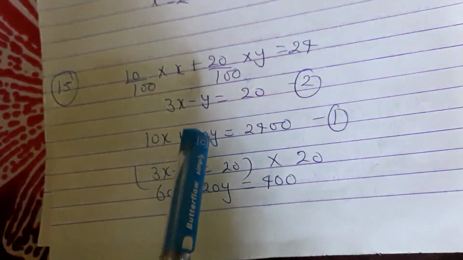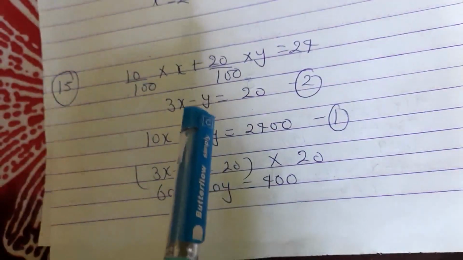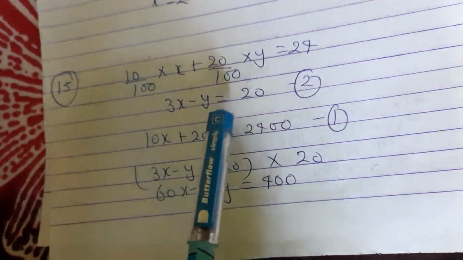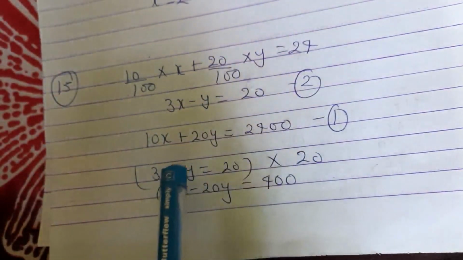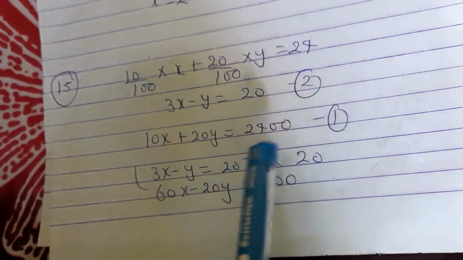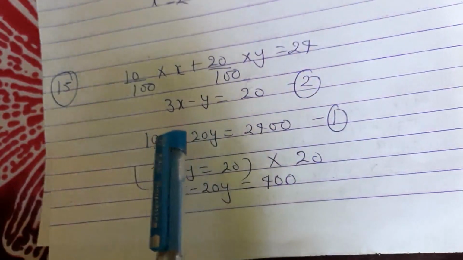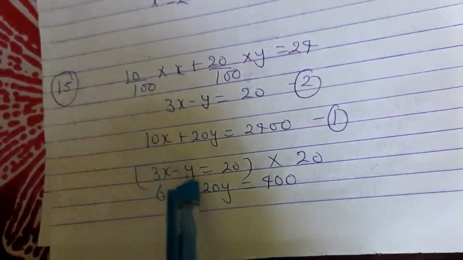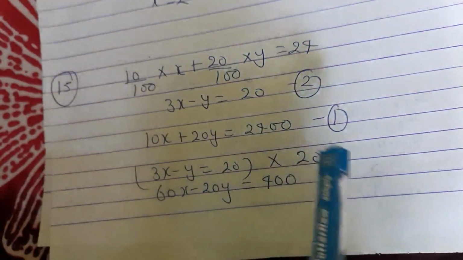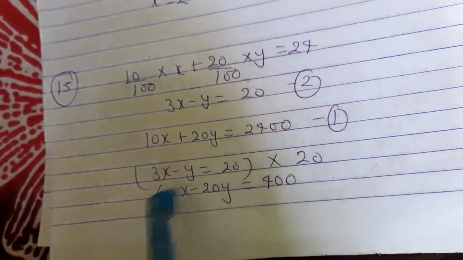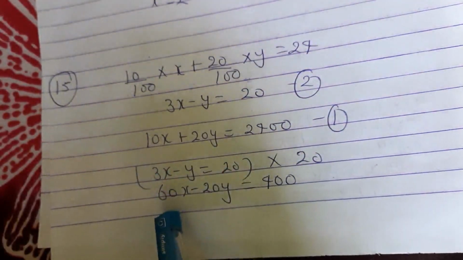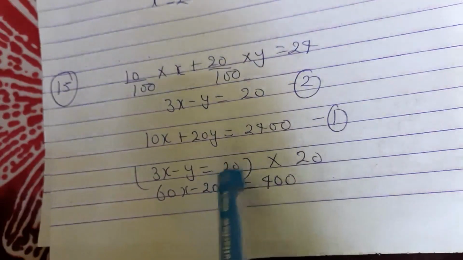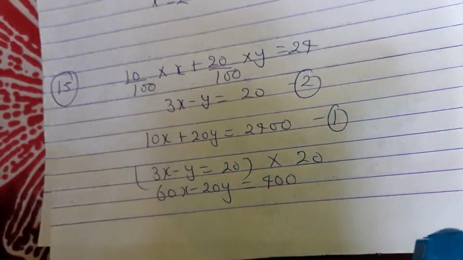Okay, so we will solve this question by the elimination method. In the second equation we have minus y, so we will multiply the first equation by 20 to make the y coefficients match. So 3x minus y is equal to 20, multiplied by 20: 20 into 3 is 60x, and 20 into y is minus 20y, is equal to 20 into 20, which is 400.